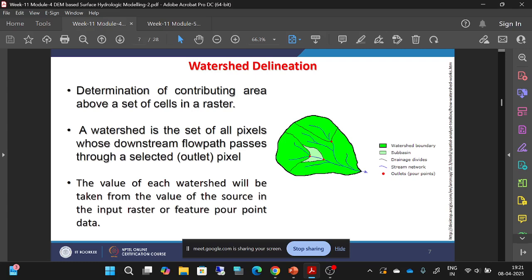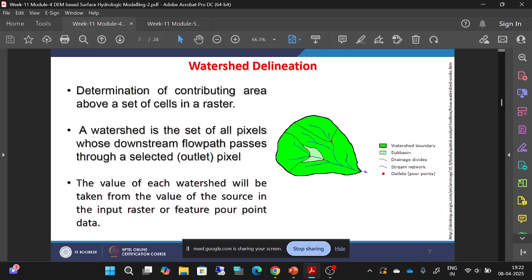It is basically the determination of the contributing area above a set of cells in a raster, and that is our digital elevation model. So the only requirement here is to decide the outlet. So once we decide where the outlet or the pour point is, then the watershed can be delineated using the flow accumulation. Once the outlet is defined, we already know from earlier regarding the flow accumulation, so that can be used in order to determine the watershed delineation.